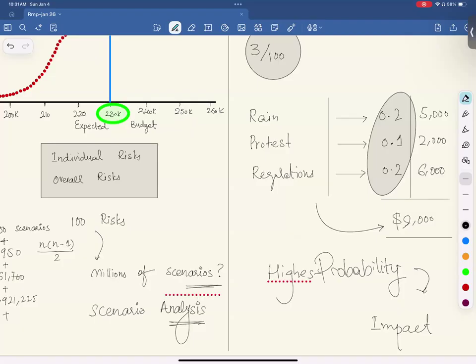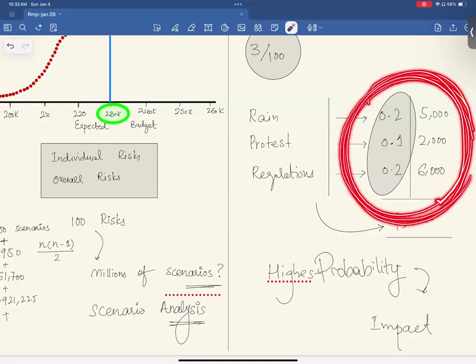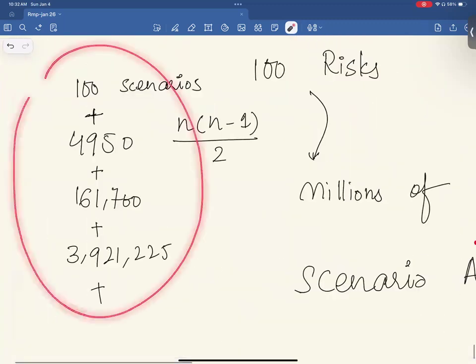Yes. Actually, you were calculating here, right? n into n minus 1 by 2. So some random number you wrote there. How did you find it? Maybe Umesh is asking about how this number of potential scenarios is coming with this formula. No, sir, these are 4950 and 161,700, those numbers. Yes, these numbers.